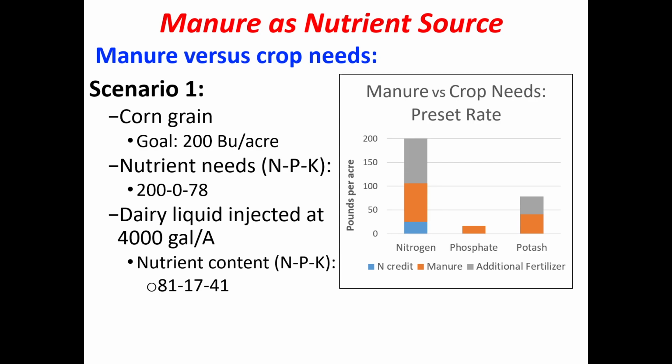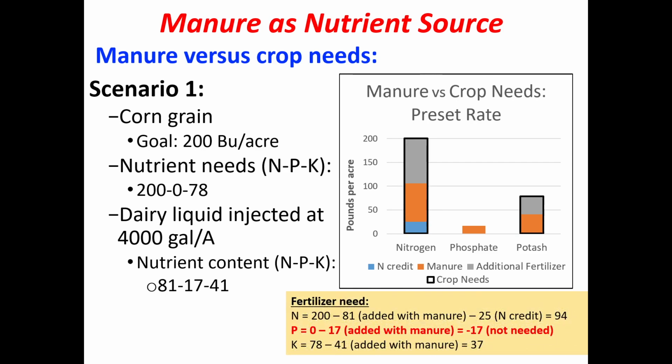But in this scenario, the farmer is going to use dairy liquid manure, and in this case, he's going to add 4,000 gallons, right? And in this situation, they also did a nutrient analysis, and they found out that when he adds 4,000 gallons, they're going to add 81 pounds of nitrogen, 17 pounds of phosphorus, and 41 pounds of potassium. So if you look at what the needs are versus what's in the manure, it is different. That's part of the issue with the manure. So now you can sort of calculate on that basis.